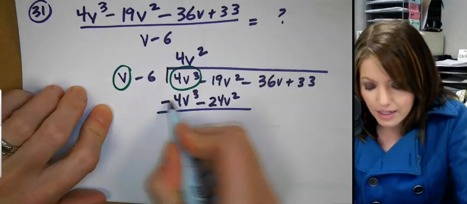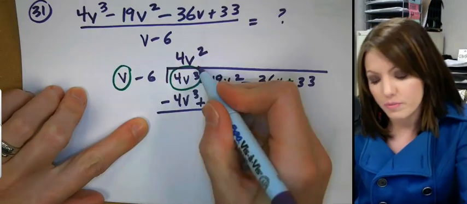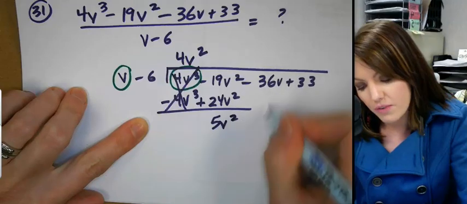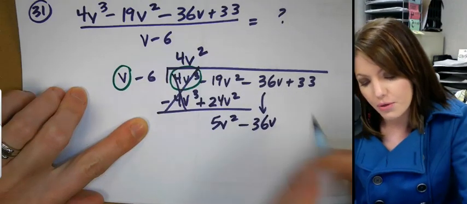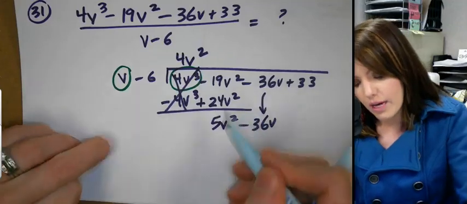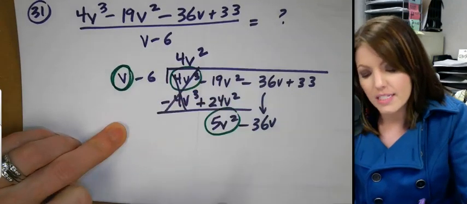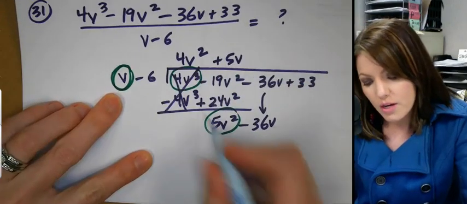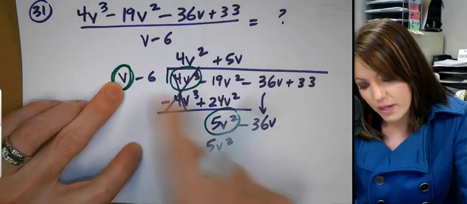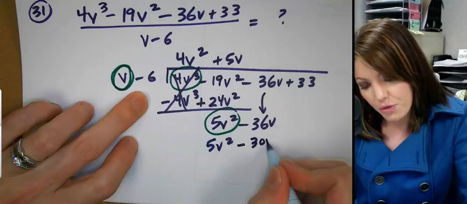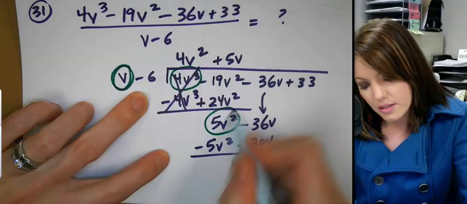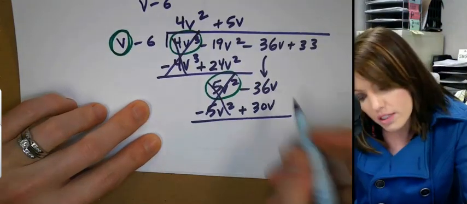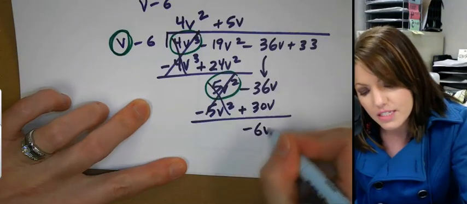And we go back and change the signs because we're subtracting those terms. Those cancel out. Negative 19v squared plus 24v squared is 5v squared. Bring down the 36v. And again, we're looking at what do we have to multiply v by to get 5v squared. So we have to multiply by 5v. Okay, so v times 5v is 5v squared. Negative 6 times 5v is negative 30v. Change the signs. So those cancel out. Again, you can still see, that's good. Negative 36v plus 30v is negative 6v.